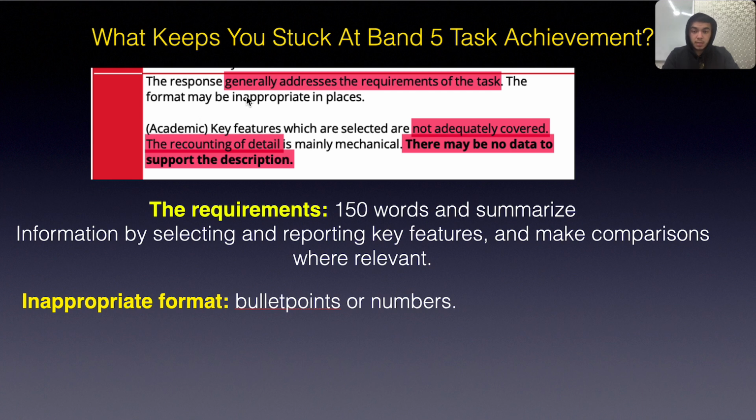And your requirements are, you need to write at least 150 words and summarize information, right, by selecting and reporting key features, and you need to make comparisons where relevant. So the problem with task 1, band 5 task achievement is that many candidates either fall short of the word count, right? They might write less than 150 words, or they might fail to summarize information by selecting and reporting key features. So whatever your problem is, unless you fully satisfy the requirements of the task, you're not getting anything higher than a band 5 for task achievement.